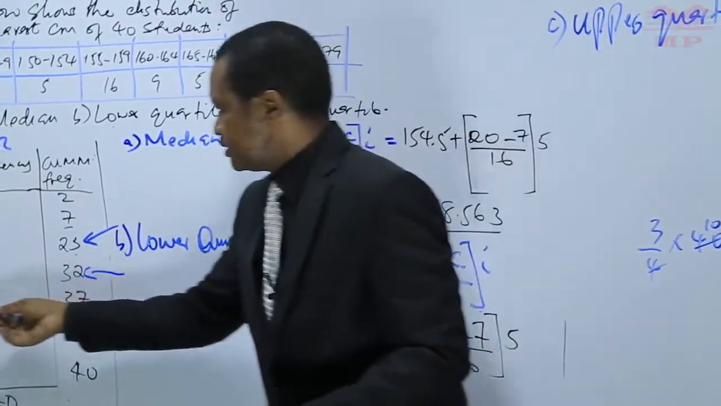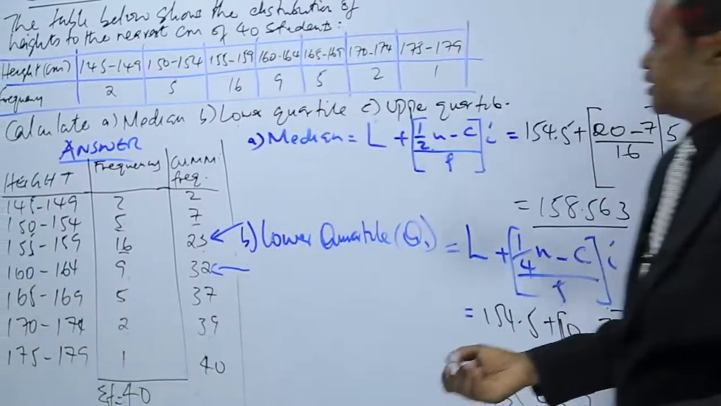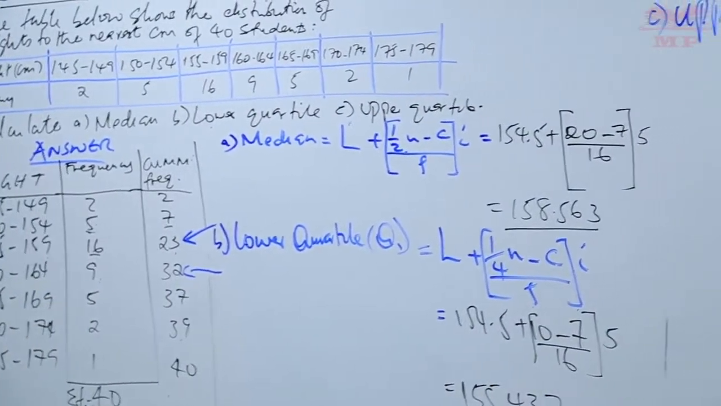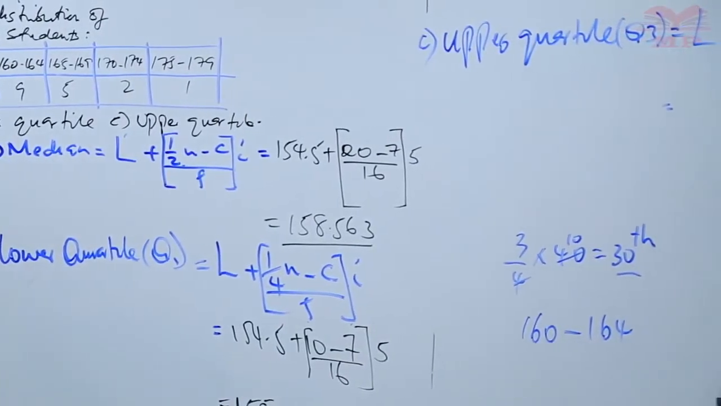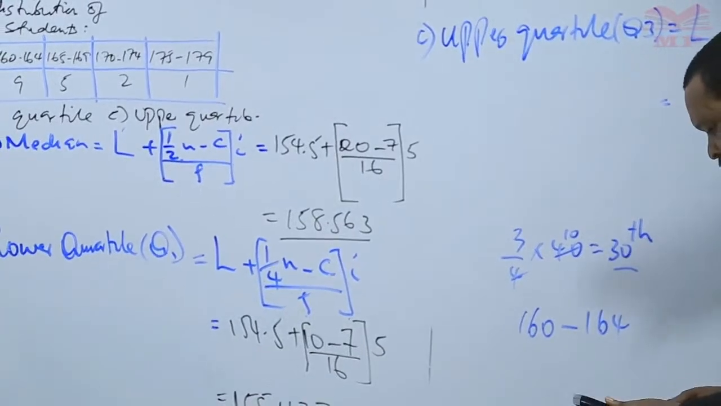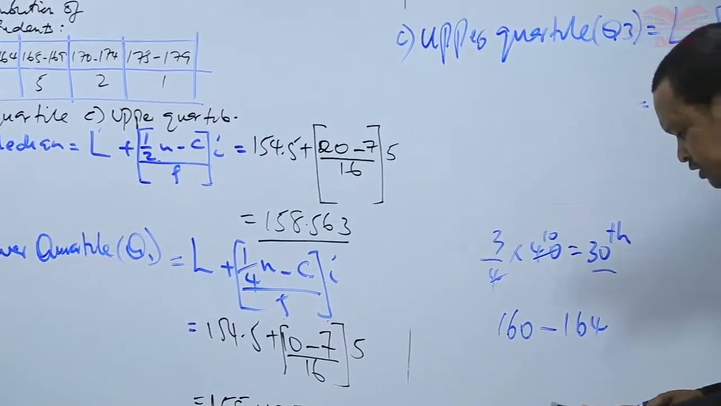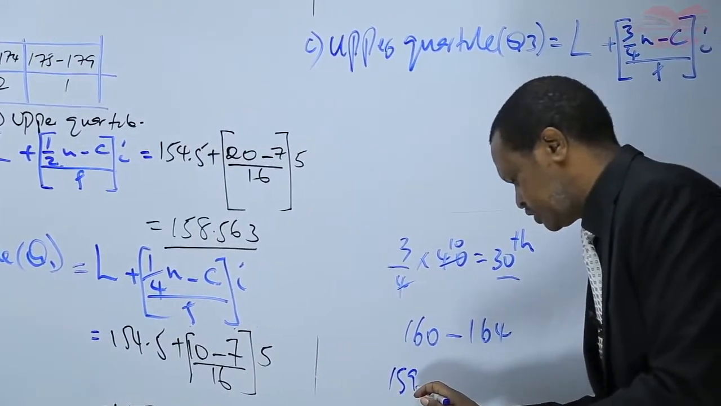The 30th student will lie here, so the third quartile class will be 160 to 164. Therefore, the lower class boundary is 160 minus 0.5, which is equal to 159.5.